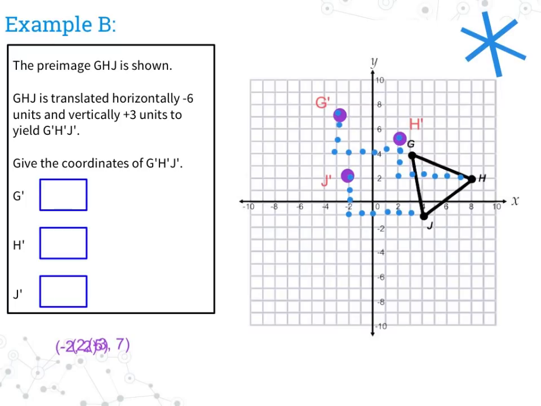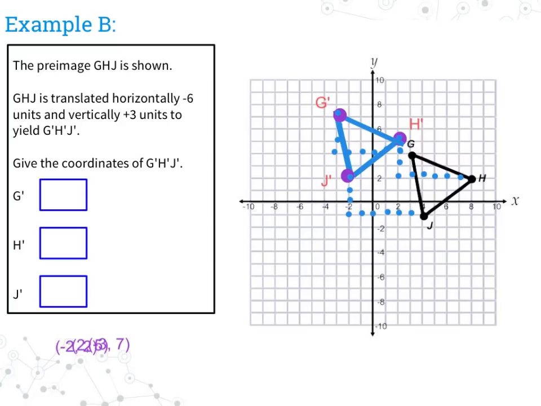So let's go ahead and now connect all of the points of our triangle using lines. And if we've done it correctly, then our triangle should appear as though it has moved horizontally, negative, yes it has, and vertically up, yes it has, so it looks like we've done it right. Now we need to give the coordinates G prime, H prime, and J prime. To do that, we can just look on our coordinate plane to see where they ended up.